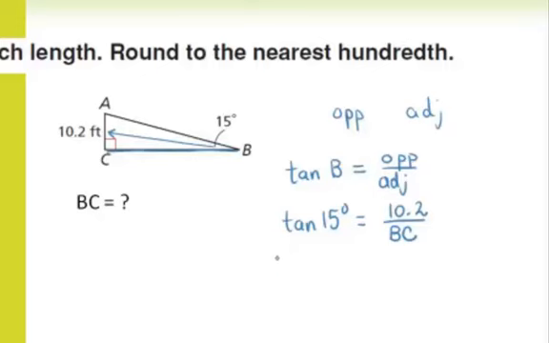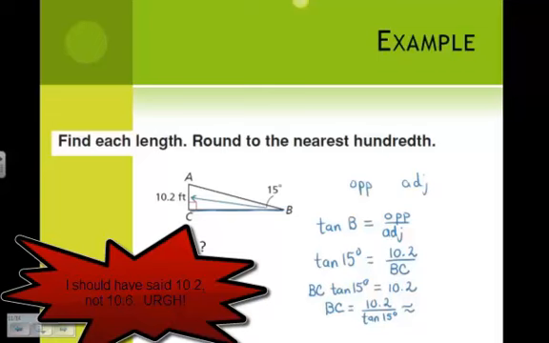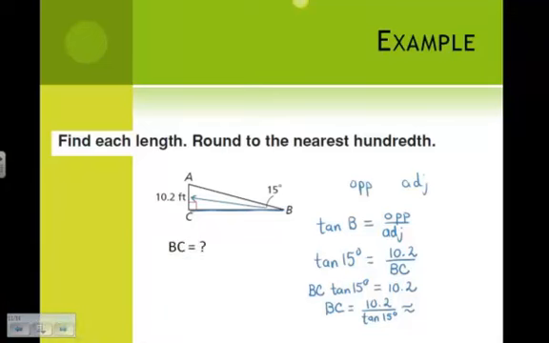Now, if you multiply both sides by BC, you get BC times the tangent of 15 degrees is equal to 10.2. And then divide both sides by the tangent of 15 degrees, you get BC is equal to 10.2 divided by the tangent of 15 degrees. Now remember, our calculator will do the tangent of 15. So you have to do 10.2 divided by the tangent of 15 degrees. I'm typing that all in at once, and I get 38.07. 38.07 would be the length of BC.